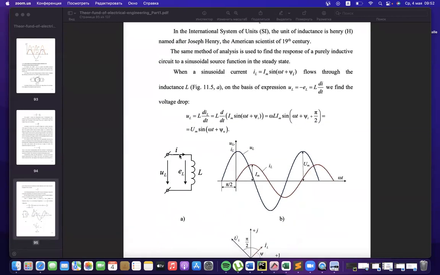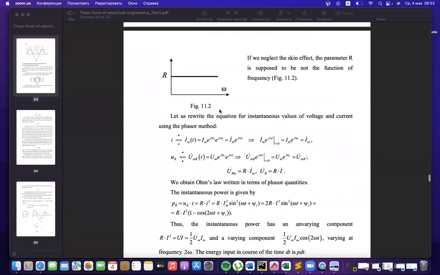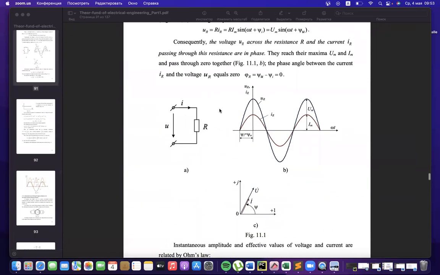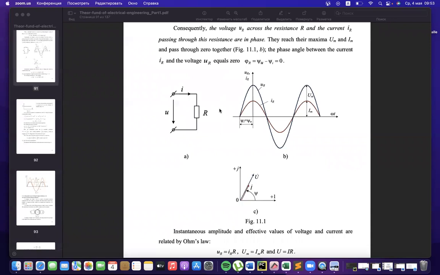It means that for a coil, we get voltage and current shifted by exactly 90 degrees, and current lags voltage, or in other words, voltage leads current by 90 degrees. It is quite useful to compare with resistivity. Let's do it.